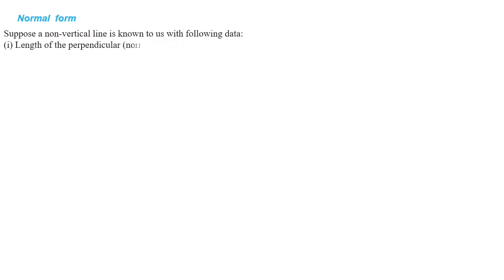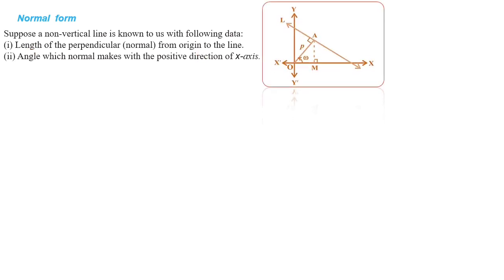And the last one is the normal form. Suppose a non-vertical line is known to us with the following data. Non-vertical line means lines which are not vertical. The length of the perpendicular from the origin, and the angle which the normal makes with the positive direction of the x-axis. So this one we can do using a diagram. See, this line is a non-vertical line. A vertical line means this is the vertical line, just like the y-axis. This is a non-vertical line.